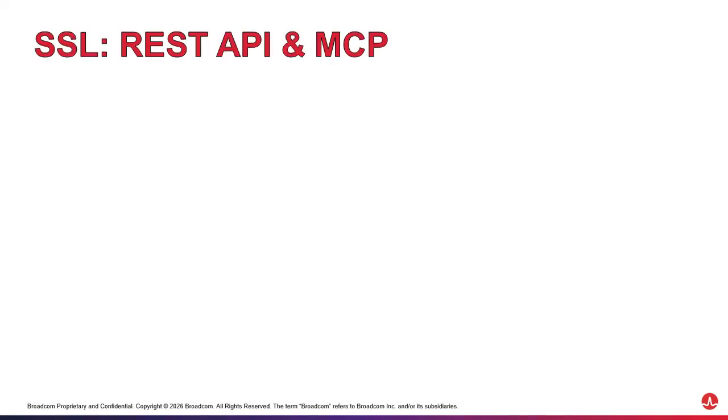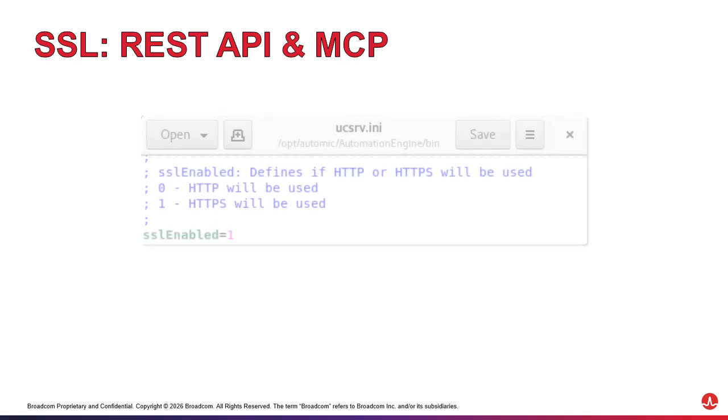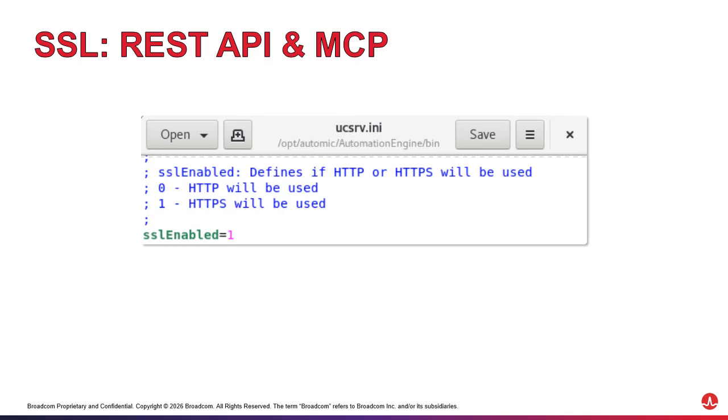First, let's look at the deployment of TLS SSL for the MCP. SSL is mandatory for the JCP, but not for the REST API. SSL for REST is optional, but you can enable it in ucsrv. Since the AE REST API and AE MCP are inextricably linked, if the former is secured with SSL, then the latter needs to be as well. We do this in application.properties.